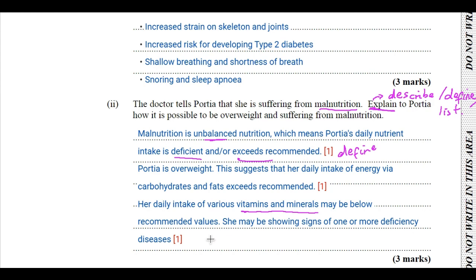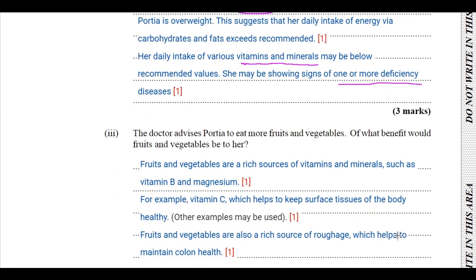And so the doctor might be picking up signs. He's observing her and realizing that she is showing signs of one or more deficiency diseases, right? Maybe she's showing signs of being deficient in vitamin A or D, etc. All right, so that's your 3 marks. And that is how you would approach a question like this. Then we go to the next one.